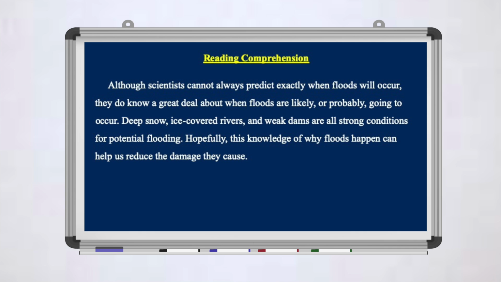Although scientists cannot always predict exactly when floods will occur, they do know a great deal about when floods are likely or probably going to occur. Deep snow, ice-covered rivers, and weak dams are all strong conditions for potential flooding. Hopefully, this knowledge of why floods happen can help us reduce the damage they cause.